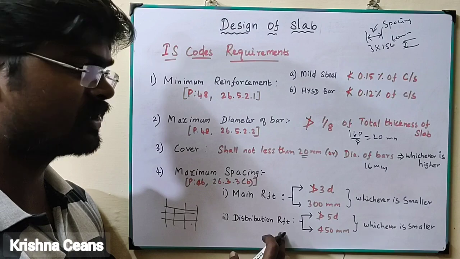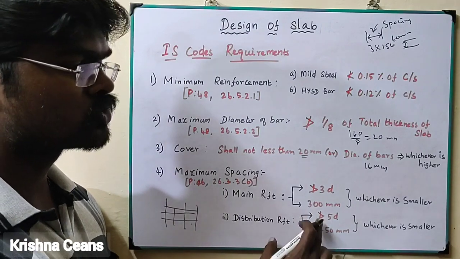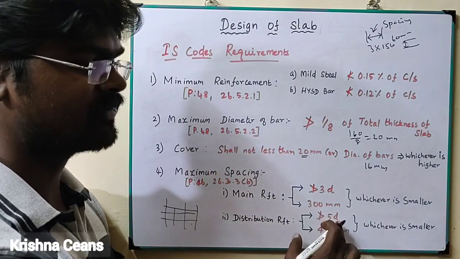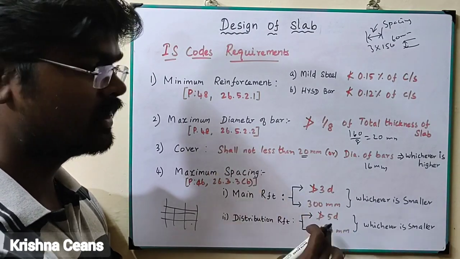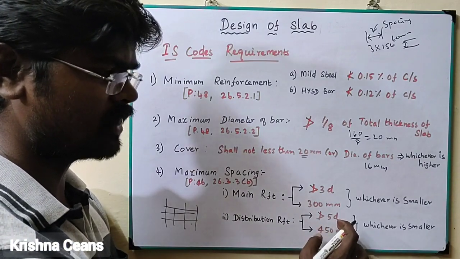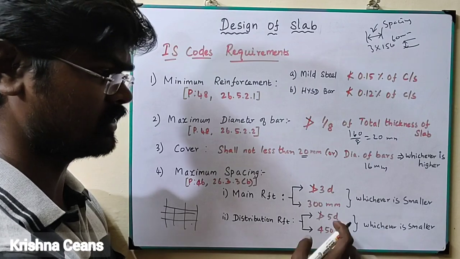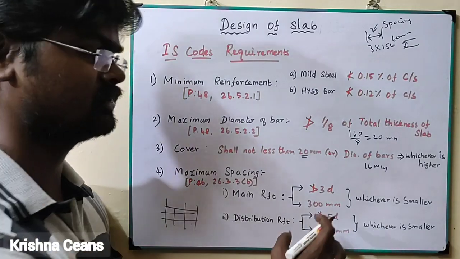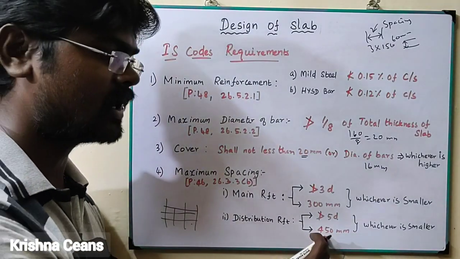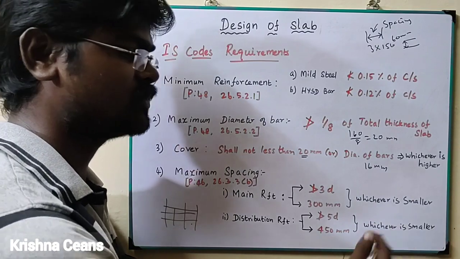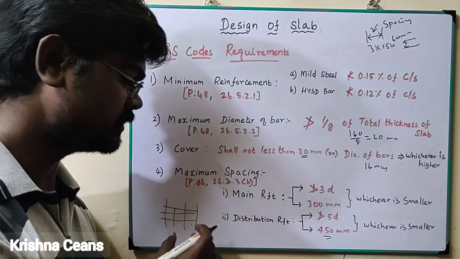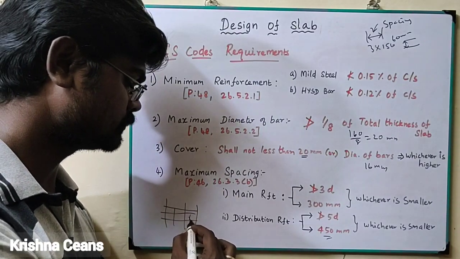The second one is the distribution reinforcement. The spacing should not be greater than 5 times the effective depth. In case the effective depth is 150 mm, 5 into 150 is almost 750. Then another limit is 450 mm, whichever is smaller, and 450 is smaller. So we have to adopt 450 mm spacing between distribution bars.